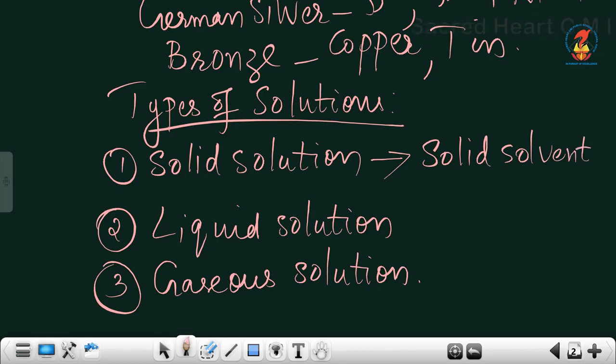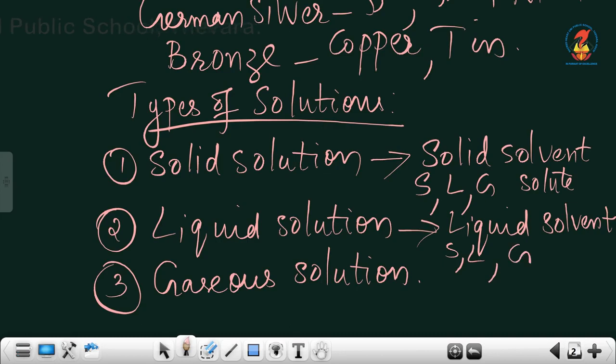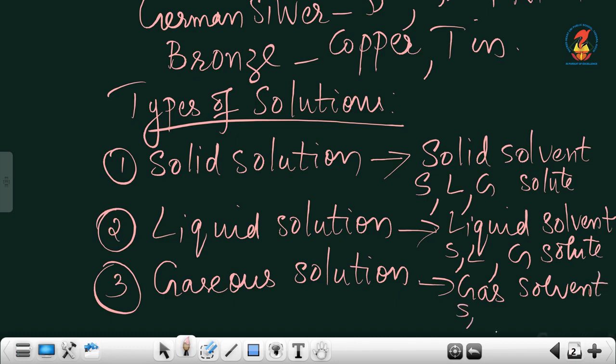solvent. And the solute can be a solid, liquid or gas solute. Now in liquid solution, the solvent will be a liquid solvent and the solute can be a solid, liquid or gas solute. Whereas in gaseous solution, the solvent is a gas. So gas solvent and the solute can be solid, liquid or gas.